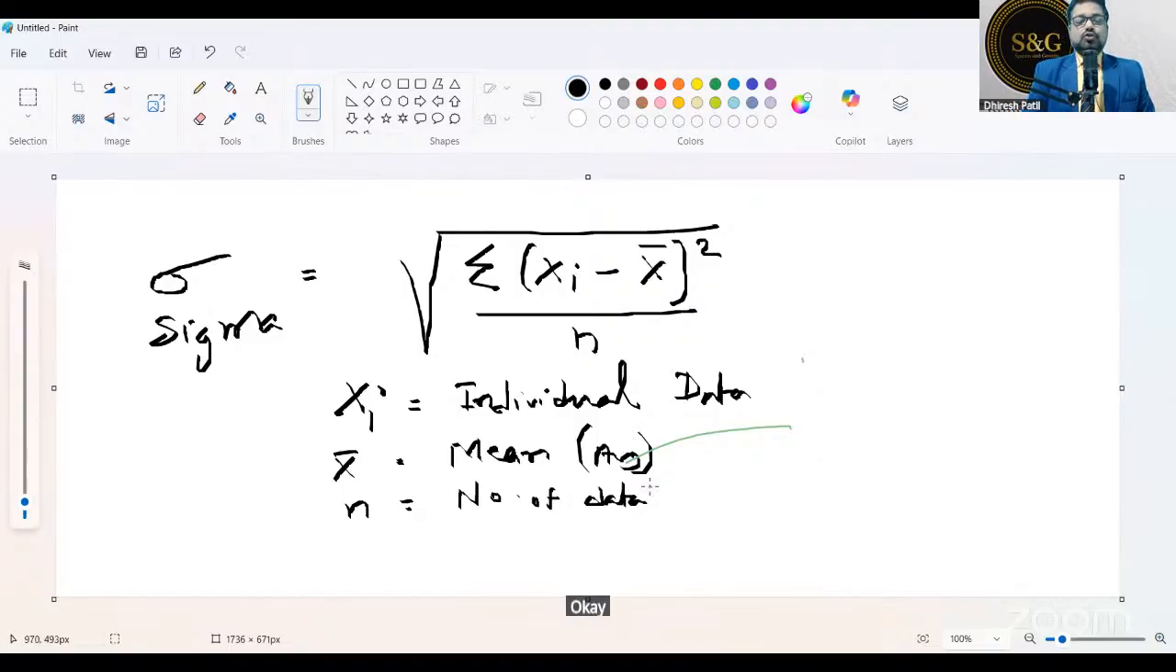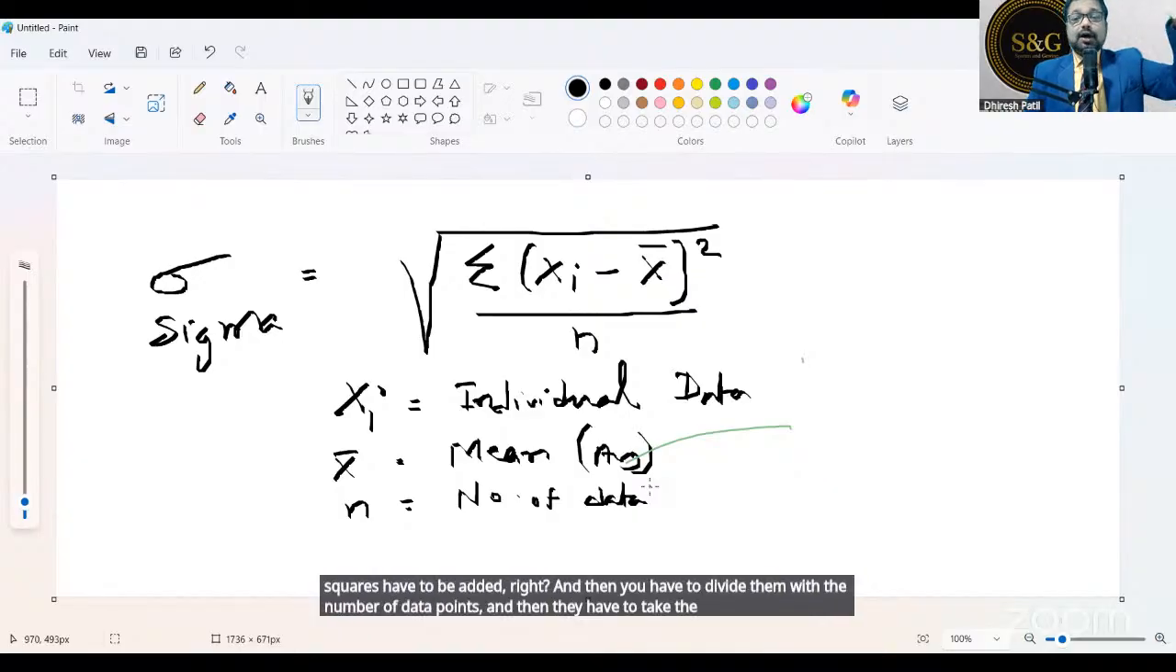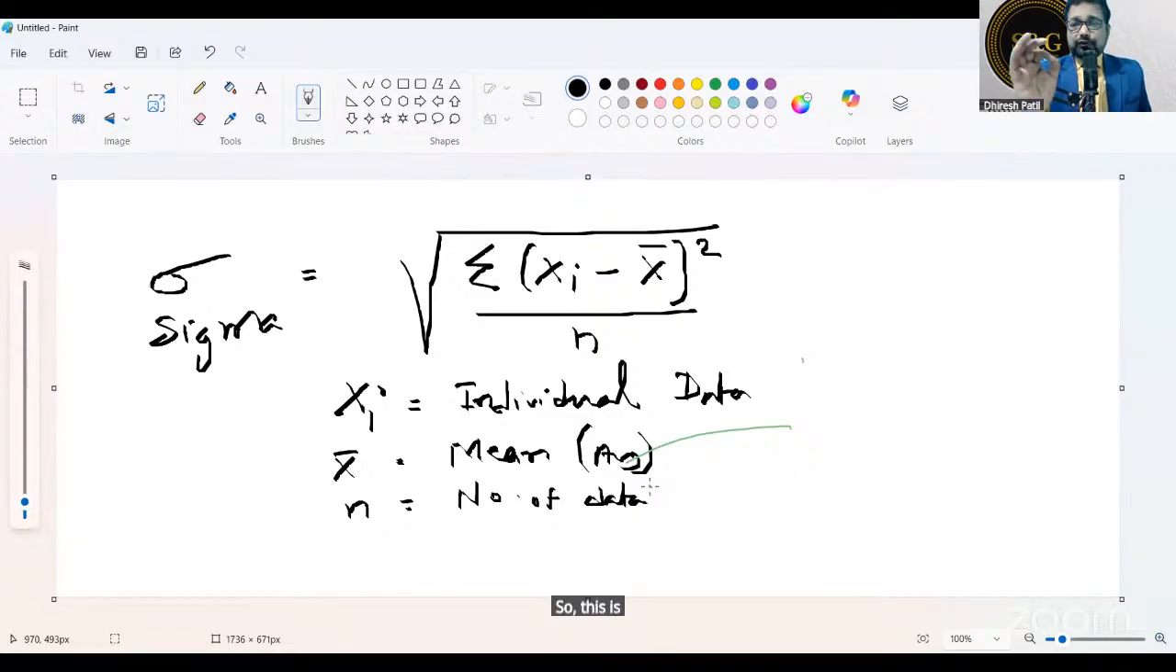And summation means all the squares have to be added, right? Then you have to divide by the number of data points, and then take the square root of it, because we have taken the squared value of it, correct? So this is the formula for standard deviation. Clear, everybody?